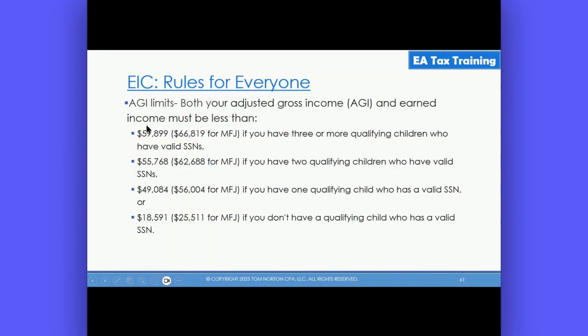Do not worry about memorizing these numbers, but just understand how this works. The more qualifying children you have, the higher these dollar amounts are. The fewer qualifying children, of course, the lower these dollar amounts are for your adjusted gross income.